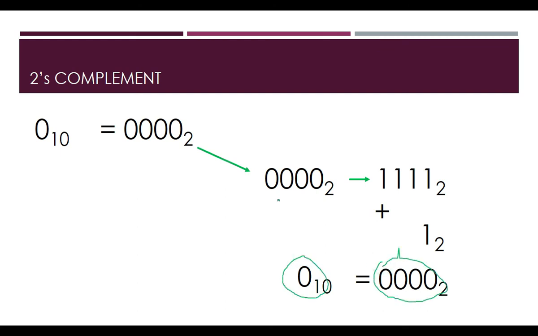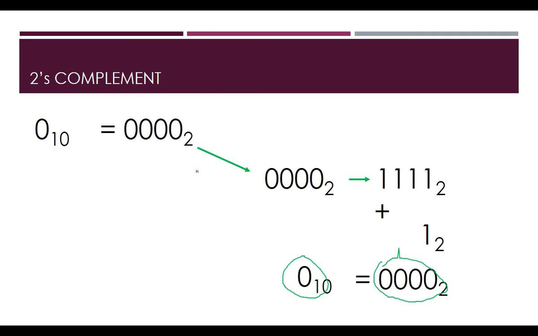So we don't have a second version of 0. Unlike with our 1's complement, we have positive 0 and negative 0, which is not really applicable in real life. So for 2's complement, we maintain one value for 0. So 0 is always 0.